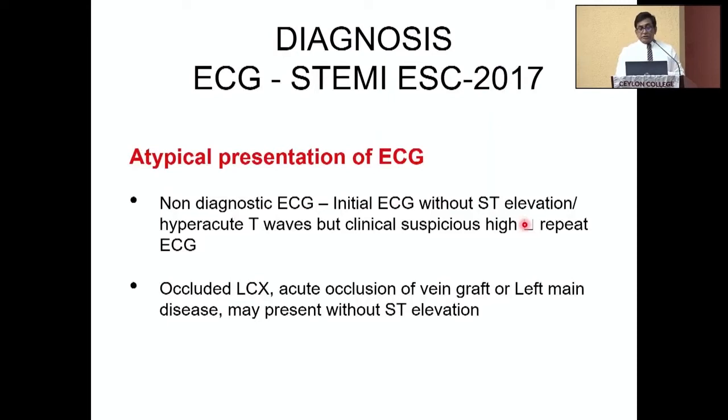And there are occasionally atypical presentations, where you get hyperacute T inversions. When you highly suspect it, you do a repeat ECG to confirm it. Sometimes occluded circumflex, acute occlusion of vein grafts, or left main disease may present without ST elevation. So I would reiterate the importance of making a proper diagnosis. ECG alone won't help you.